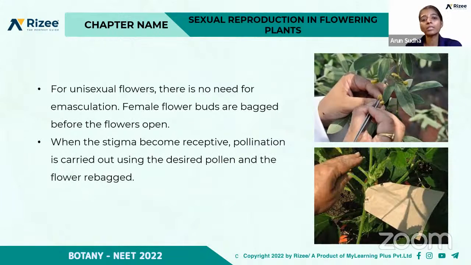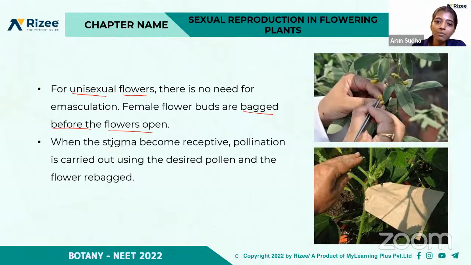In the case of unisexual flowers, they will have either the male reproductive structure or the female reproductive structure, right? So there is no need for emasculation, because if it is a female flower, it already has only the female reproductive part. So female flower buds are bagged before the flowers open, because if they are open, they will receive any type of pollen. To prevent that, the female flower buds are bagged before the flowers open.